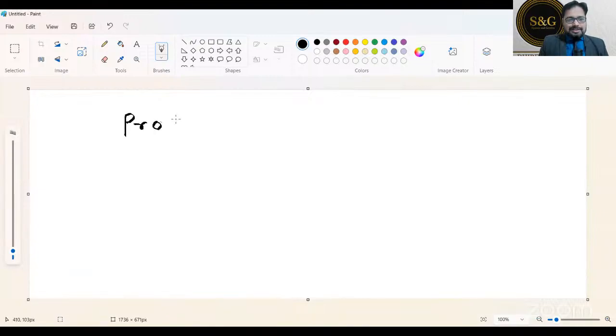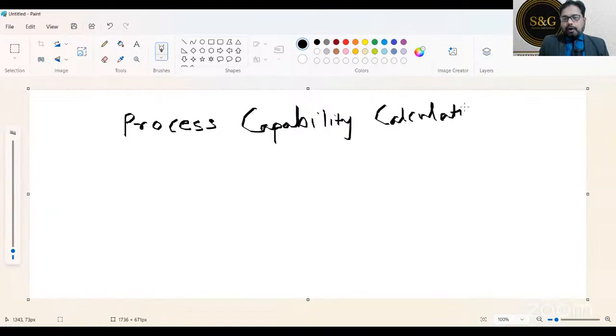So process capability. What is process capability? We will see the process capability calculations. Today is going to be a little different, a little deeper, because a lot of things we overlook when we do the Minitab calculation. I'll show you that. I just have to start sharing. Once I share that with you, then you will realize that it makes sense.